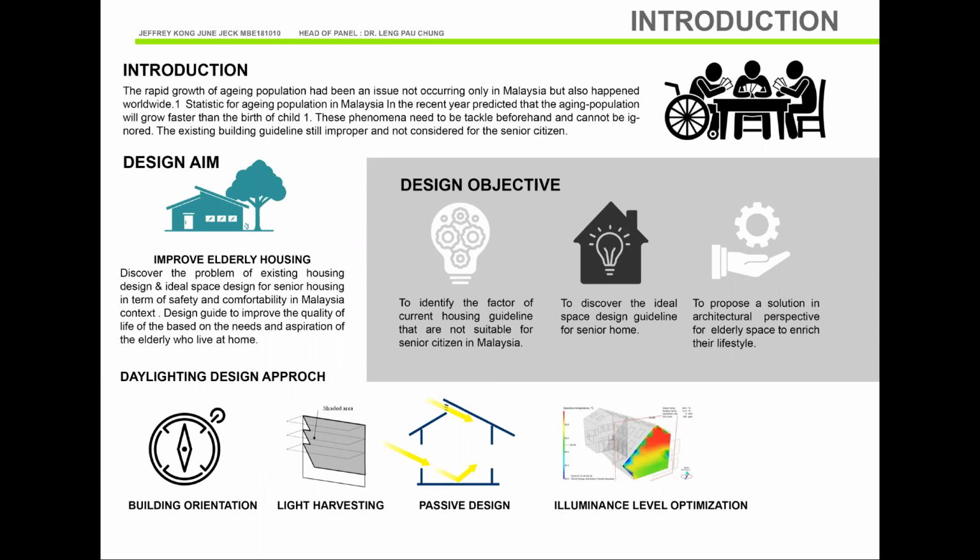So my design aim is to improve elderly housing design. My design objectives are, first, to find out the current housing guidelines and why they are not suitable for Malaysian citizens. Secondly, to discover ideas-based design, and third, to find solutions from an architectural perspective. Here we also talk about the daylighting design approach. There are four main elements: building orientation, light harvesting, passive design, and luminous level optimization.